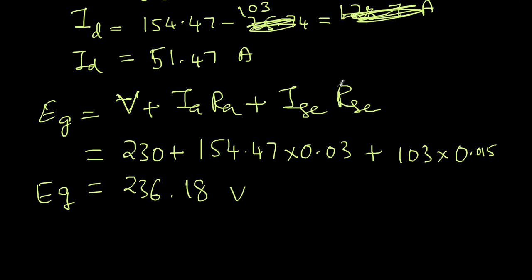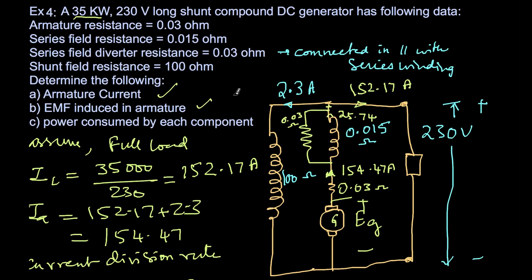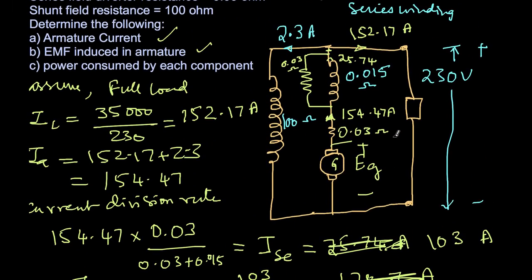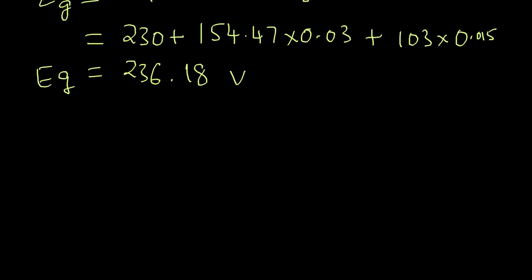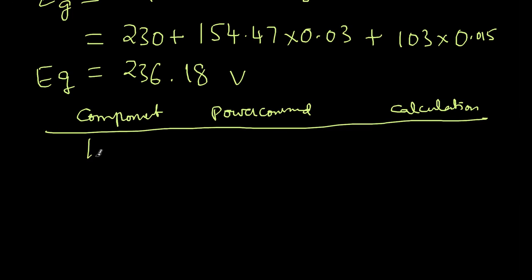Brush voltage drop is not given, so I am not considering that. Alright, now power consumed by each component. This is again interesting to make you understand the concept better. So what we have to do now is the component and power consumed calculation. First let's look at the load. The load we already know is nothing but voltage of load into current of load, that is 35 kilowatts. So this is already known.